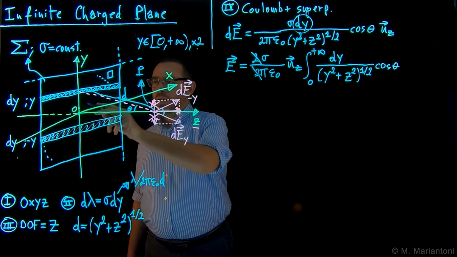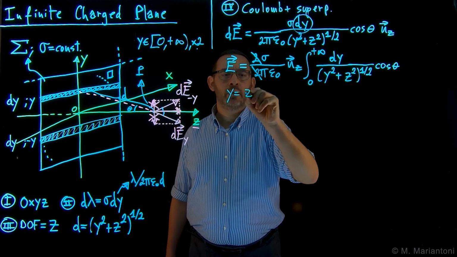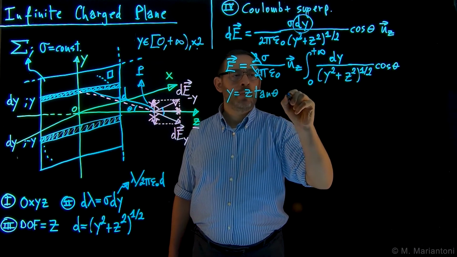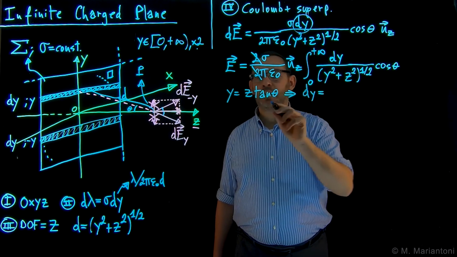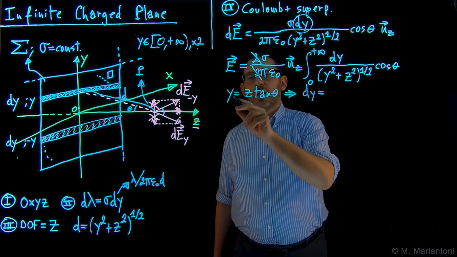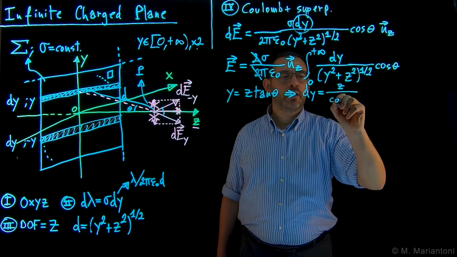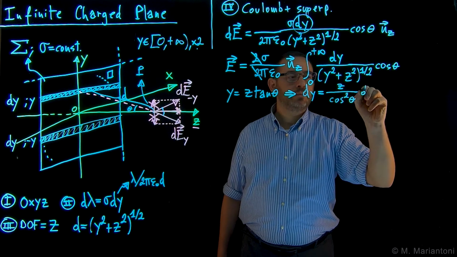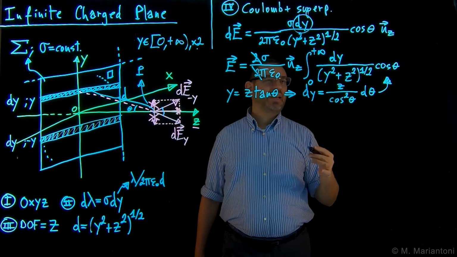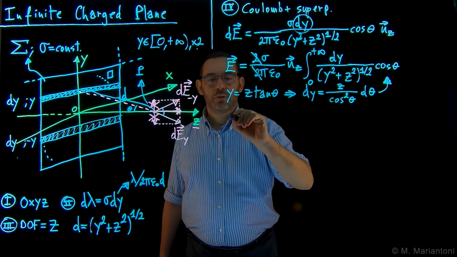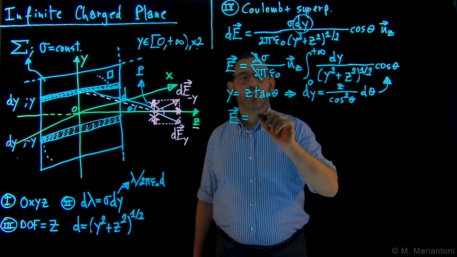So let's remember that y divided by z is the tangent of theta. So y is equal to z times the tangent of theta, which also implies that dy, we have done exactly the same trigonometric substitution in a previous integral for the infinite straight line. So dy is z divided by the cosine square of theta, d theta. Now we use this substitution in our integral. And it's the same kind of integral we have seen in a previous video for the infinite straight line. So the electrostatic field E eventually is given by sigma over pi epsilon naught uz.